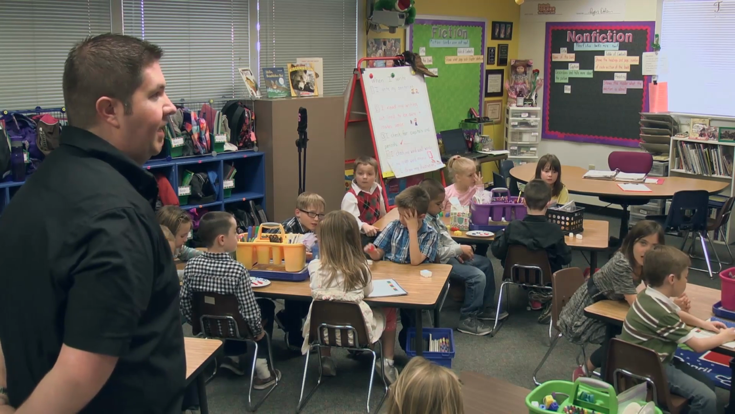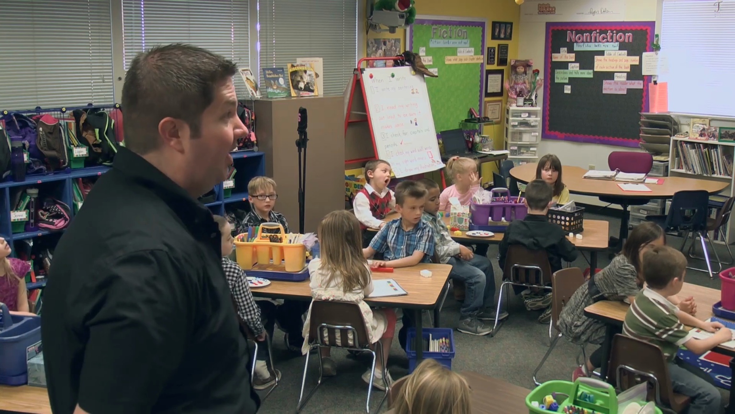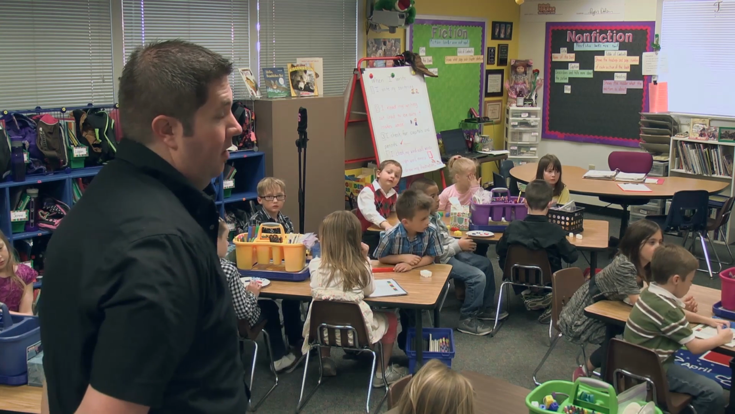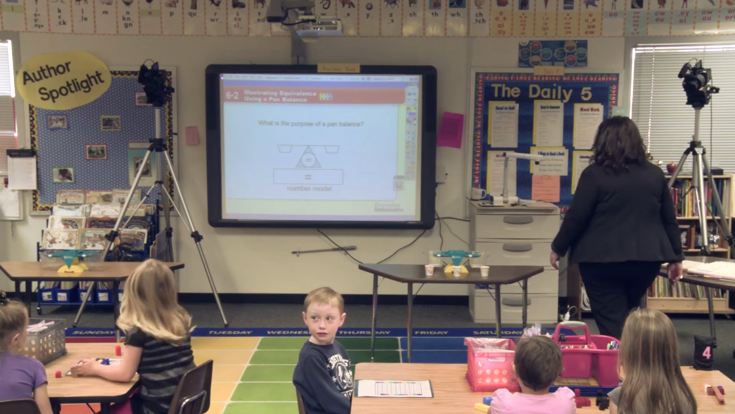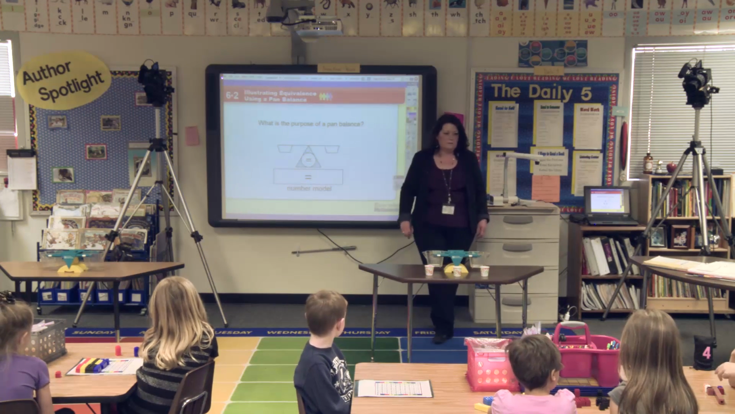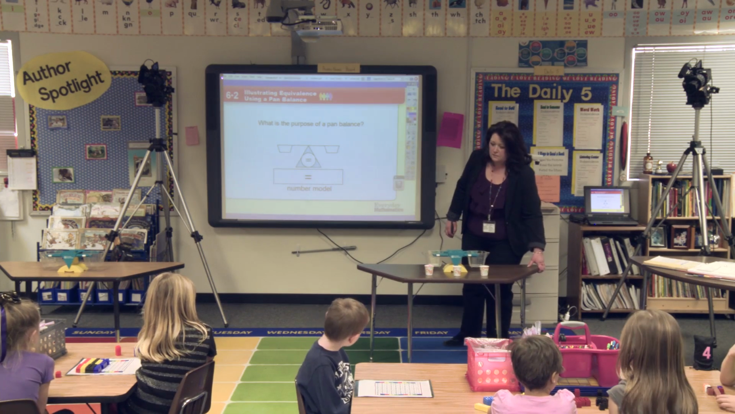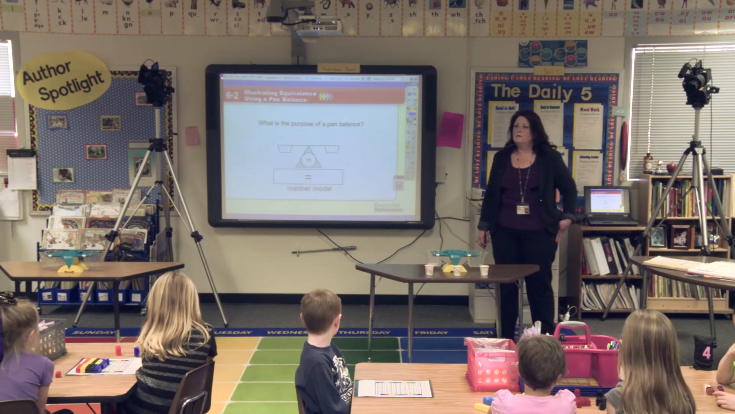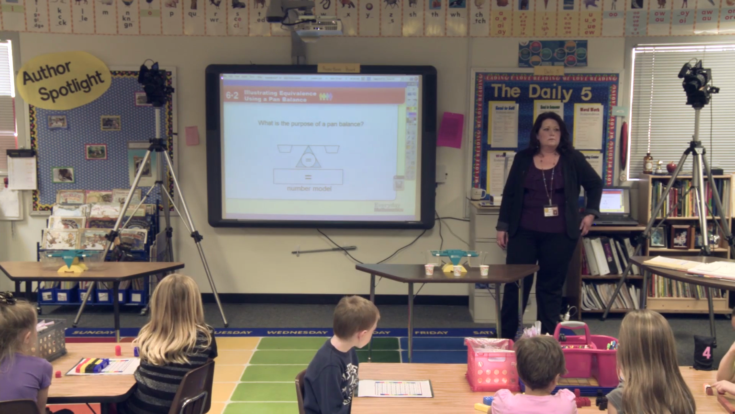Put our tools away. So we're going to choose one that we just had. I really like Casey's because Casey was really good. Casey started at 3 and then he had 4 more. So let's think of our balance. We've got 2 balances now up on top of where Mrs. Falk is. Okay, so what is the purpose of a pan balance? What was the purpose of that?